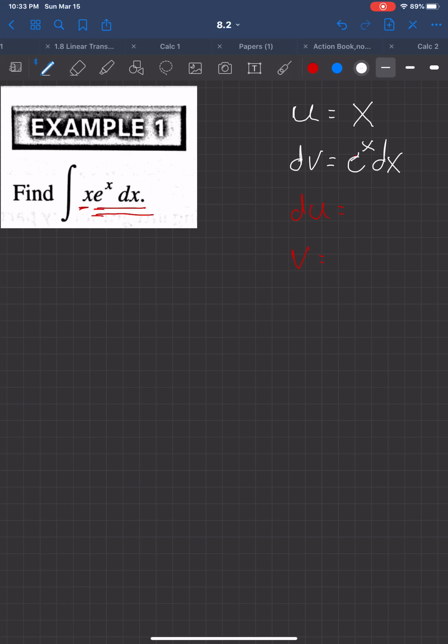Okay, now, this is not bad. Let's start with du. That'll be simple enough. So once you have defined u to be x, then a consequence of that would be the derivative of u with respect to x is, well, dx.